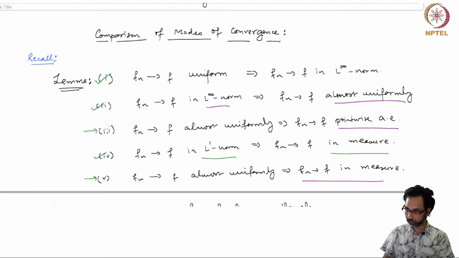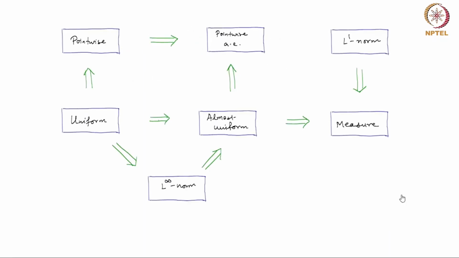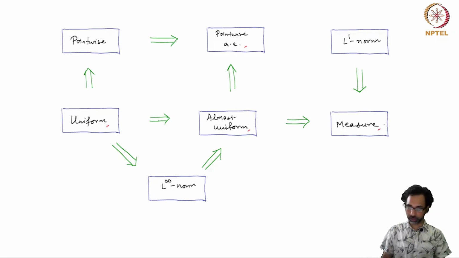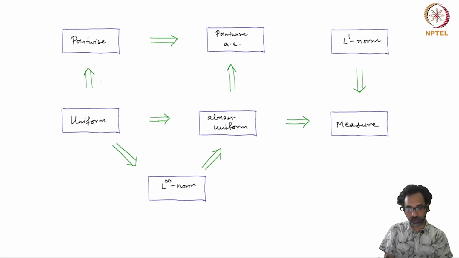So it's actually quite useful to have a picture in mind. So this is a map of implications of the various modes of convergence we have seen. So there are 7 in total. We have pointwise almost everywhere. Then we have uniform, almost uniform, measure, L infinity norm, and convergence in L1 norm. So uniform implies pointwise is quite basic, and so is pointwise implies pointwise almost everywhere. So this part and this part is trivial.